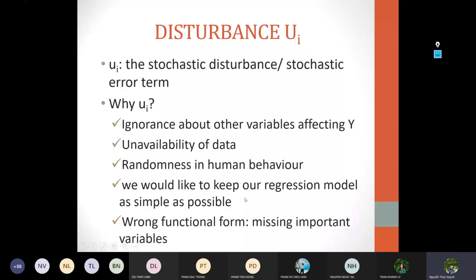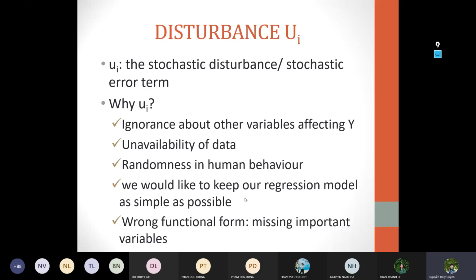Okay, so another reason is that we want to keep our regression model as simple as possible. Later, when we deal with the multiple regression model, you can see that a lot of other problems arise. As there are more variables in the model, there will be many more problems in our model that we have to deal with.